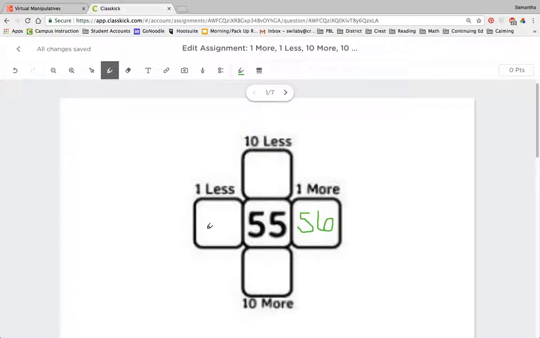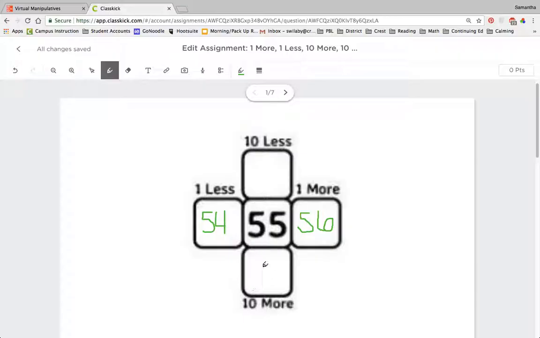If I'm looking the other direction, I have to think about one less, what comes before 55. So if I have 56, 55, counting backwards would be 54. Notice that if I'm dealing with ones, my ones place is what's changing in these three numbers, but my tens place stays the same. I'm not changing my groups of 10.